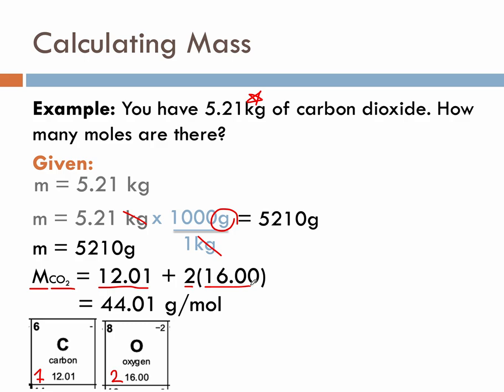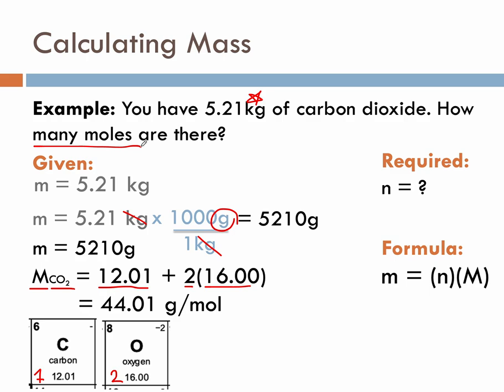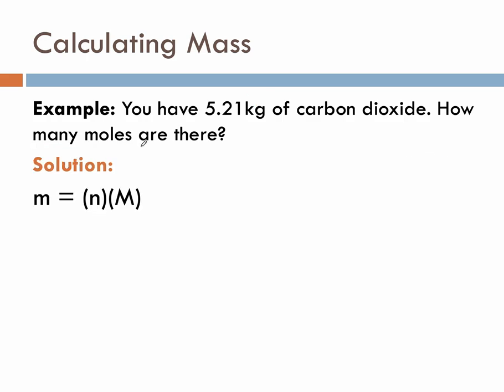That's my molar mass. The thing I'm required to find here is, well, the question asked me how many moles are there. So I'm looking for moles. Symbol for that is little n. So that's what I'm trying to solve for. And the formula I'm going to use is mass is equal to moles times molar mass. So here's my formula. Once again, I'm rearranging this for moles. You do a lot of the same rearranging here. We'll divide both sides by molar mass. Kaboom, kaboom. And you get moles on its own is equal to mass over molar mass.